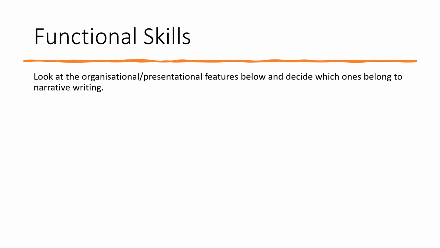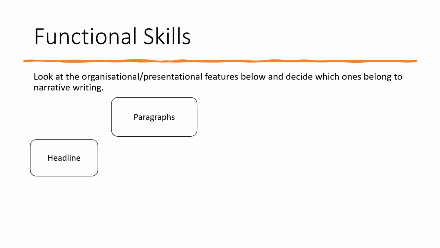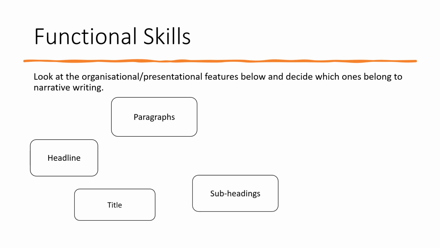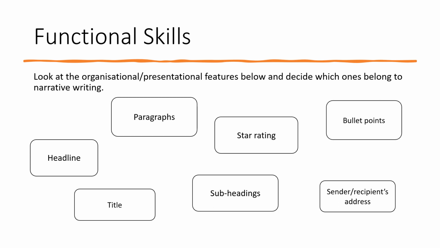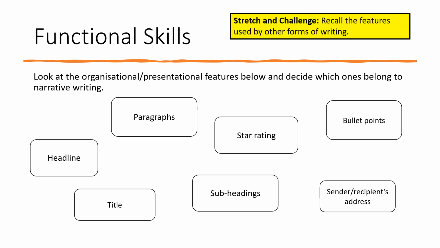Look at the organisational or presentational features below and decide which ones belong to narrative writing. So many of these features are ones that you should have come across before when you're doing the other kind of forms of writing. So just have a quick think now, out of the ones that are provided there, which ones of these belong to narrative writing and which ones would you use potentially for a different form of writing. So try and stretch and challenge yourself and recall the features used by some of the other forms that we've looked at in our previous lessons. If you want to pause the video here, please feel free to do so. We're now going to jump ahead and look at the answers in the next part of the video.